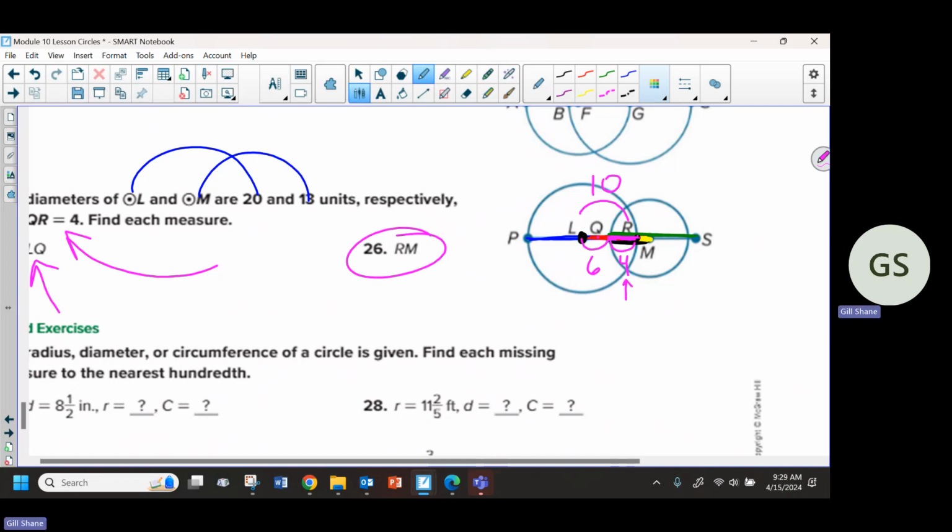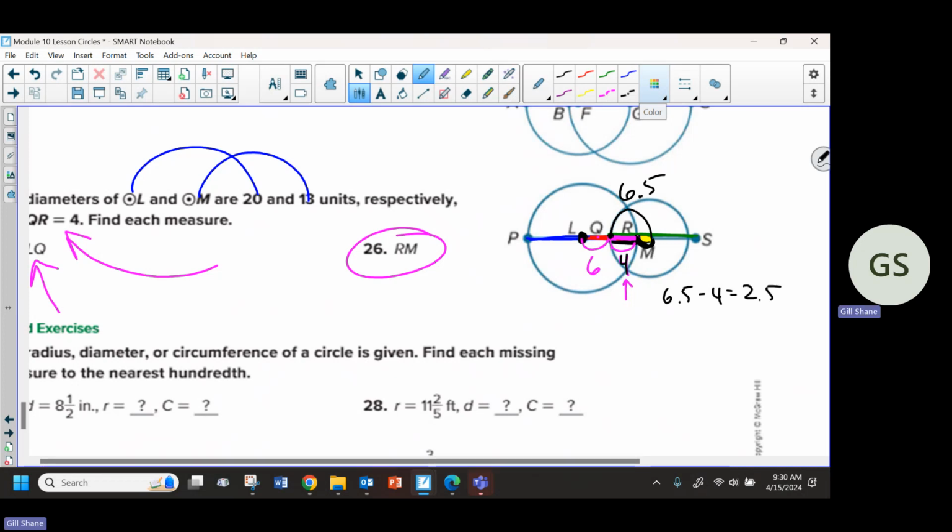I'm going to get rid of some of the stuff I just did. So see, I know from this point right here to the center of the circle, because that's a radius, we said 6.5. So if I know that's 6.5, I know this one down here is 4. Then I know from R to M, that piece right there has to be 6.5 subtract 4.